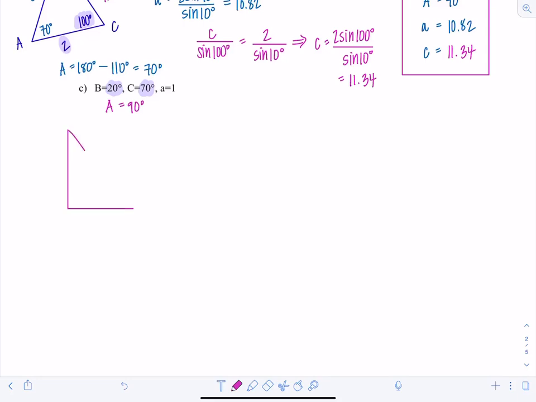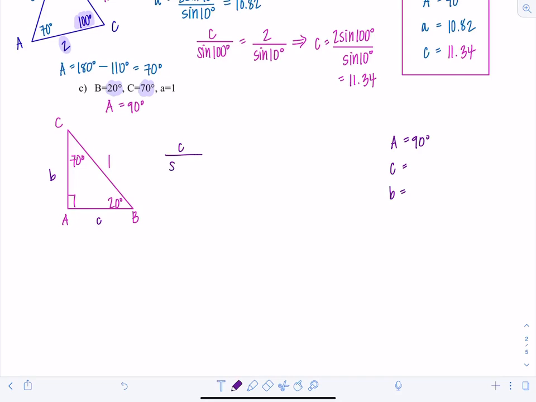Now, am I allowed to use the law of sines still in a right triangle? Absolutely. So here's ABC. B is 20 degrees, C is 70 degrees, and side A is 1. So what am I missing? I need side C and side B. Okay, so I already know A is 90 degrees. I just need C and B. So you could use sine and cosine in a different way, but we're just going to stick with the law of sines here. So let's solve for side C.